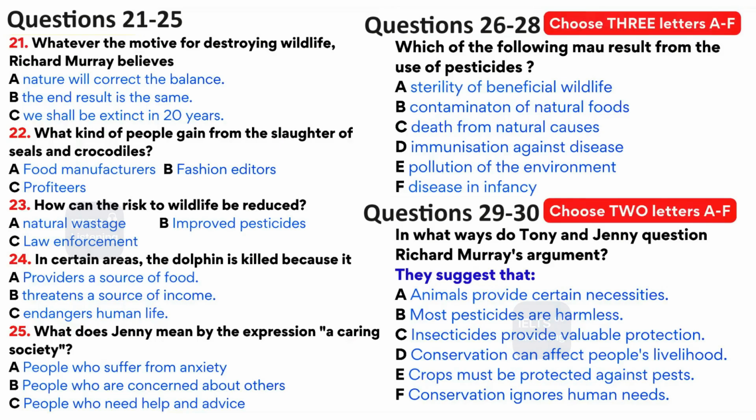Before you hear the rest of the talk, you have some time to look at questions 26 to 30. Now listen and answer questions 26 to 30. But insecticides protect crops from pests. They destroy disease-carrying mites and creepy crawlies like cockroaches.